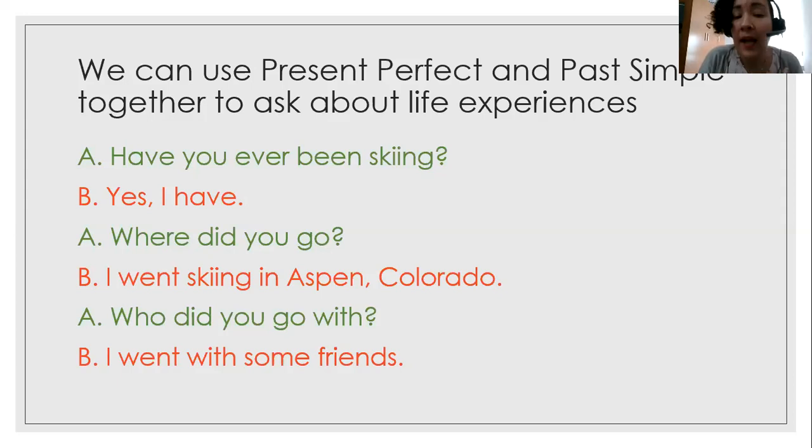Yes, I have. And then now, when you want more information, you're going to use past simple, okay? Because this is finished, okay? It's not connected to the present moment. So you're going to ask, where did you go skiing, for example? And this person is going to say, I went skiing in Aspen, Colorado, okay, for example.